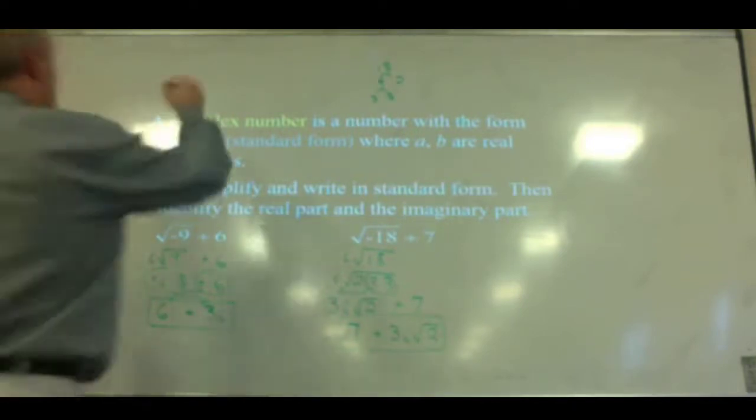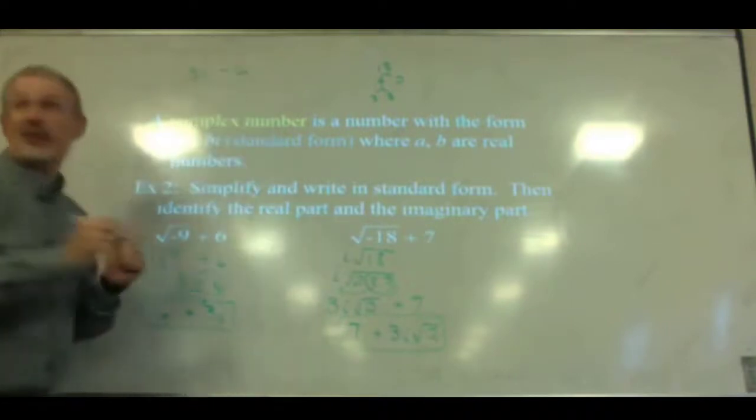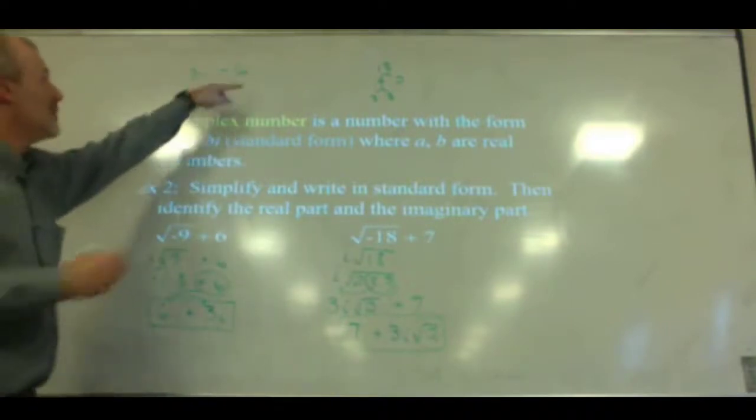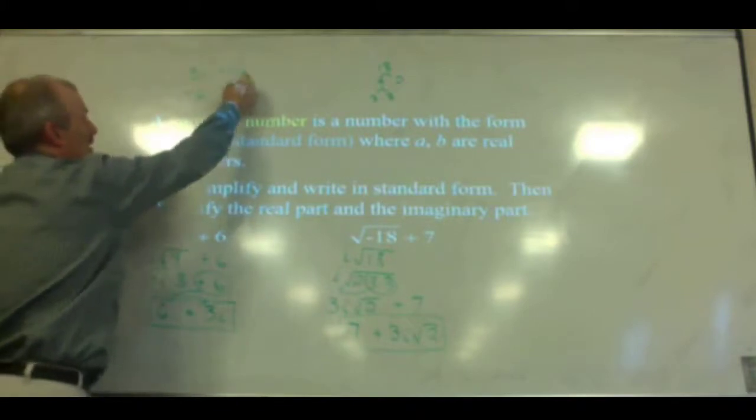It'd be -6 plus 3i. Yeah. So if we had this, is this what you're asking, right? Yeah. So the negative goes with the 6. So you're right. It would be -6, and then this would be plus 3i.